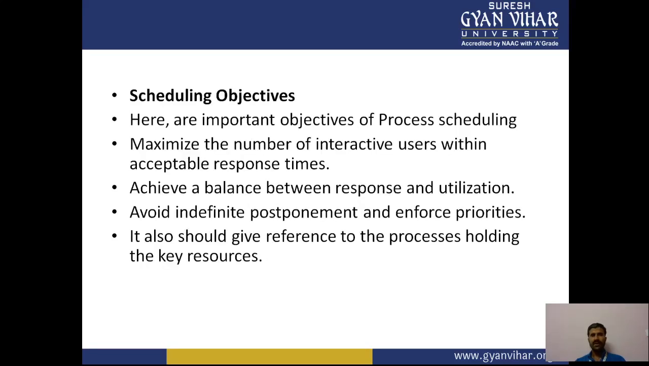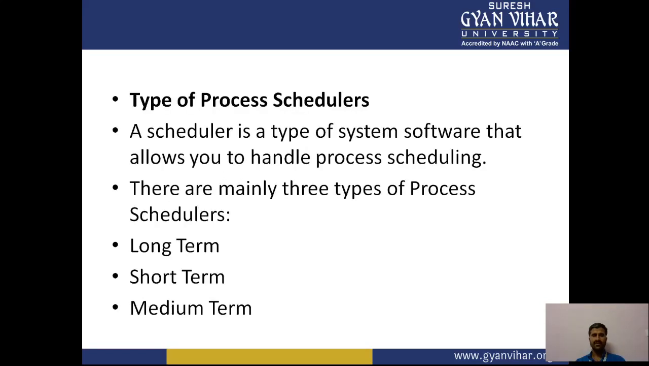So, scheduling objectives. Here are some objectives that are used for process scheduling. Maximize the number of interactive users within an acceptable response time, and achieve a balance between response and utilization, which is a very important point. Avoid indefinite postponement and enforce priorities, and also give preference to the process holding a key resource.